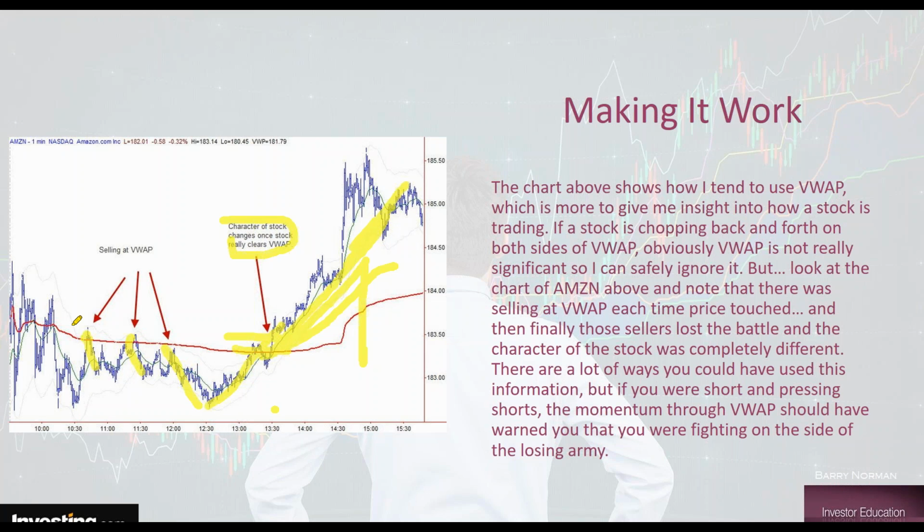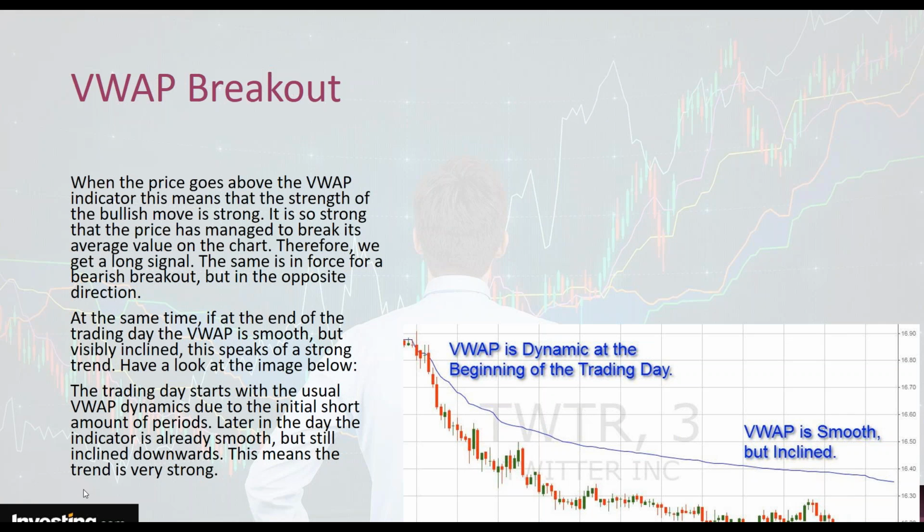But you have to learn to interpret. But VWAP is not very complicated, and it's a very good indicator to give you information. When the price goes above the VWAP indicator, this means that the strength of the bullish move is strong. It is so strong that the price has managed to break its average value on the charts.